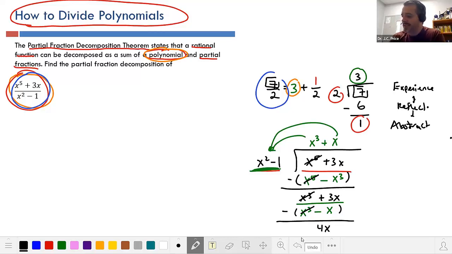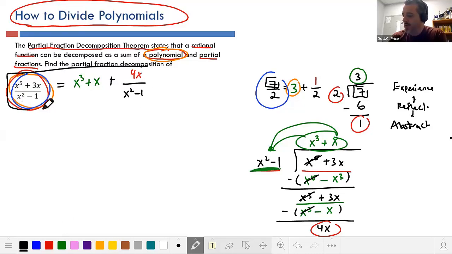So what is this equal to? Well, I have my whole part right here. That's the polynomial part, x cubed plus x. And then plus, I have this remainder right here, 4x, and then I'm dividing it by this x squared minus 1. And that's how we divide polynomials using what's called long division.